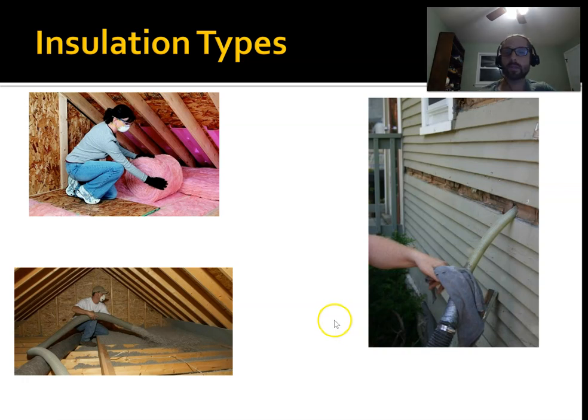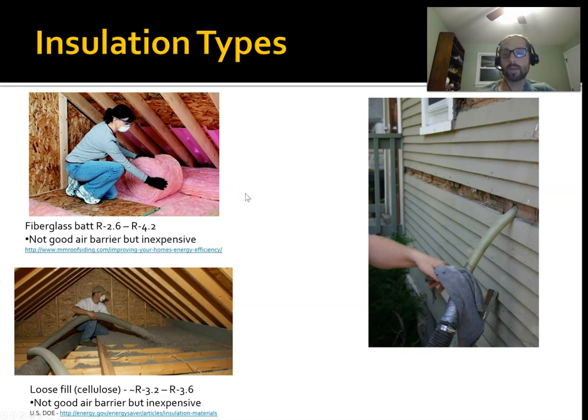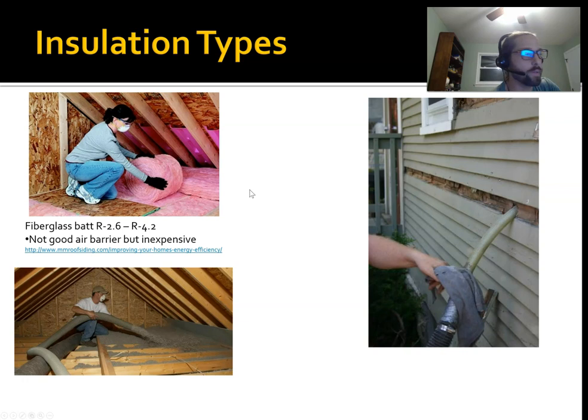Okay, so let's go over some insulation types. Top left here, we have some fiberglass batts. Fiberglass batts are pretty cheap. You can get them at any hardware store. Really easy to install on your own. Terrible air barrier, right? They're loose.